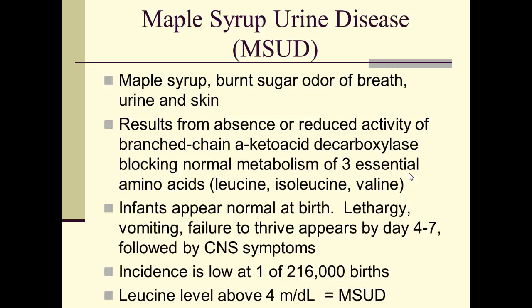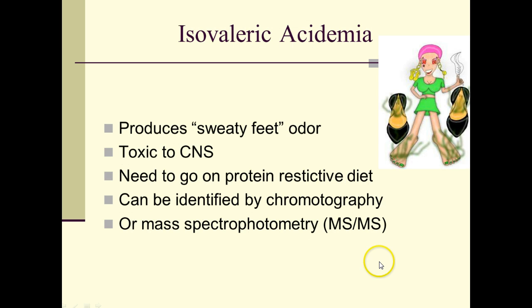It results from an absence or reduced activity of branched chain alpha keto acid decarboxylase, which blocks the normal metabolism of the 3 essential amino acids, leucine, isoleucine, and valine. This is very rare, 1 in 216,000 births, so similar to the Alkaptonuria, but the leucine levels are above 4. So my students always said, well, little Lucy is 4 years old and likes maple syrup. So if that helps you, go for it.